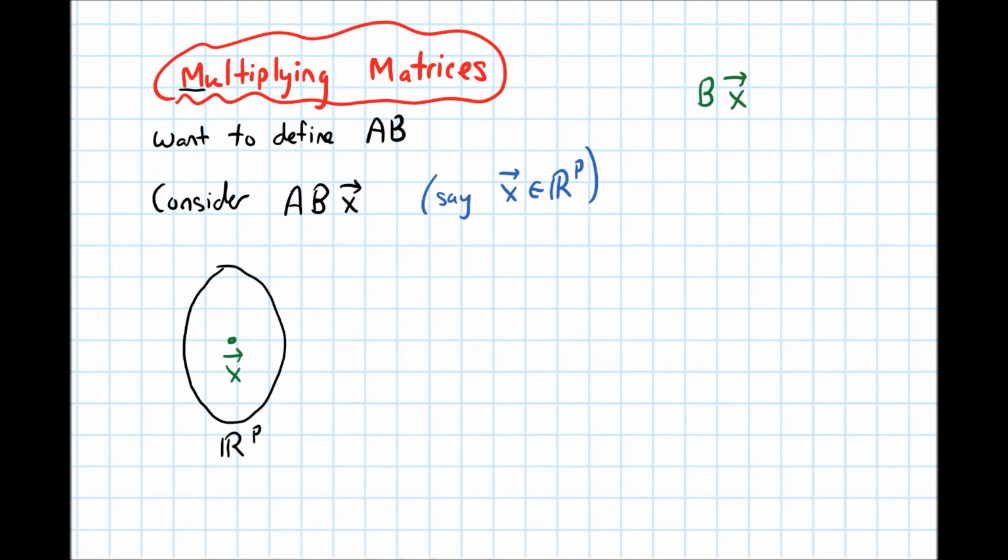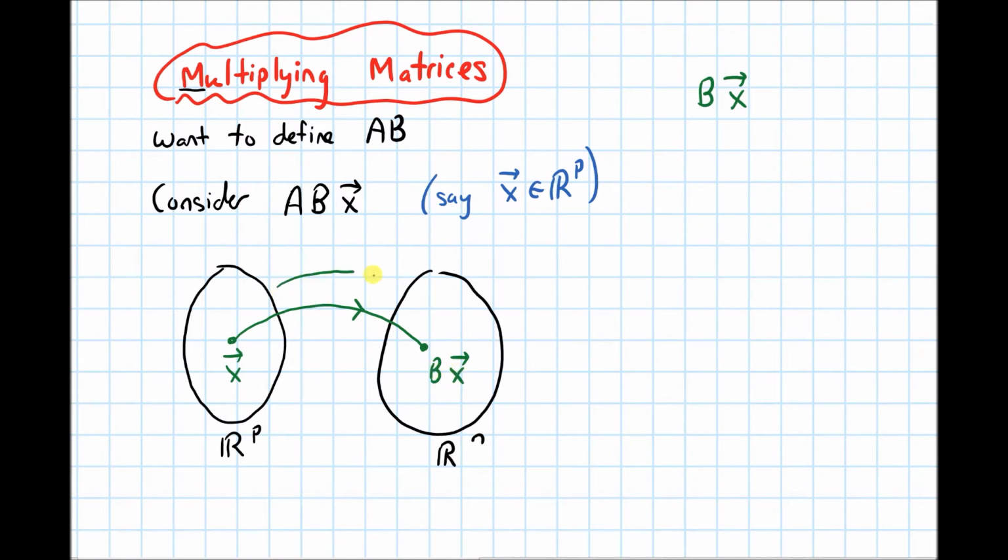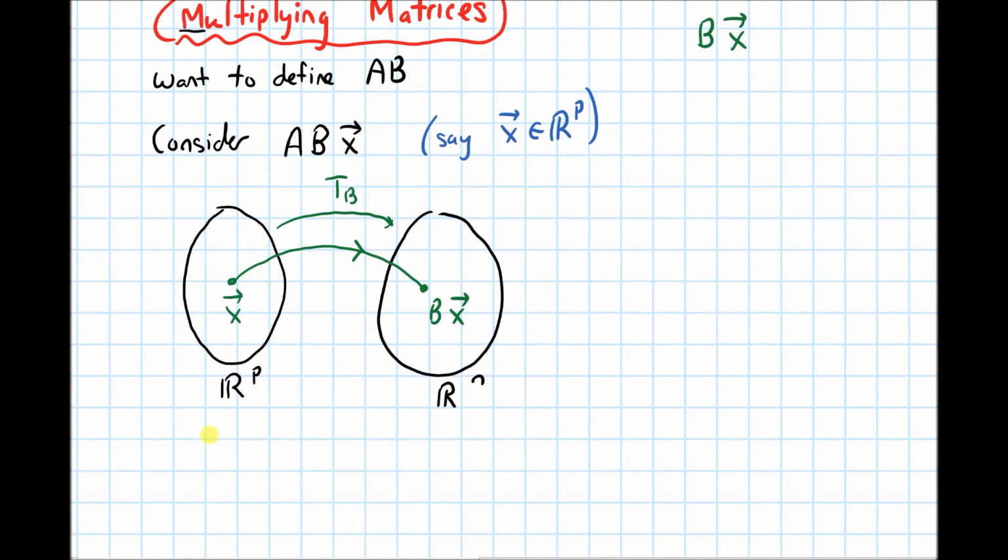When that happens, we'll get a new vector, the vector B times x. Let's say that B times x is in another circle, and let's just say that this circle is Rn. So we've taken the vector x, multiplied it by B to get the vector B times x. Multiplying by B is the same thing as thinking of this as a linear transformation, which I'll call T sub B. The linear transformation T sub B has domain Rp and codomain Rn.